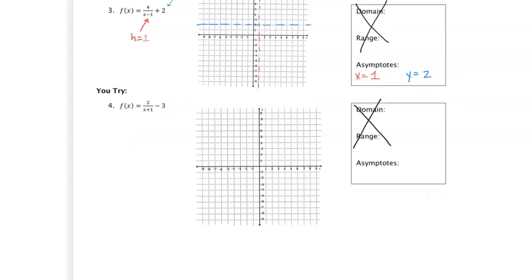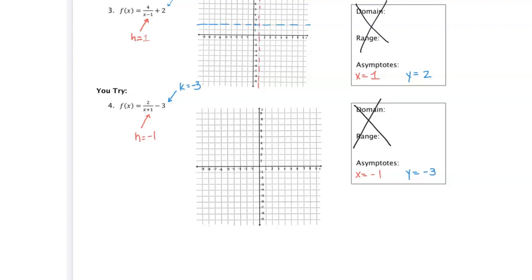All right, so the last problem is the You-Try problem. I would like for you to identify your h and your k and your asymptotes and go ahead and graph those two asymptotes. All right, so your answers. You should have identified h as -1 and k as -3. So your two asymptotes are x equals -1 and y equals -3.